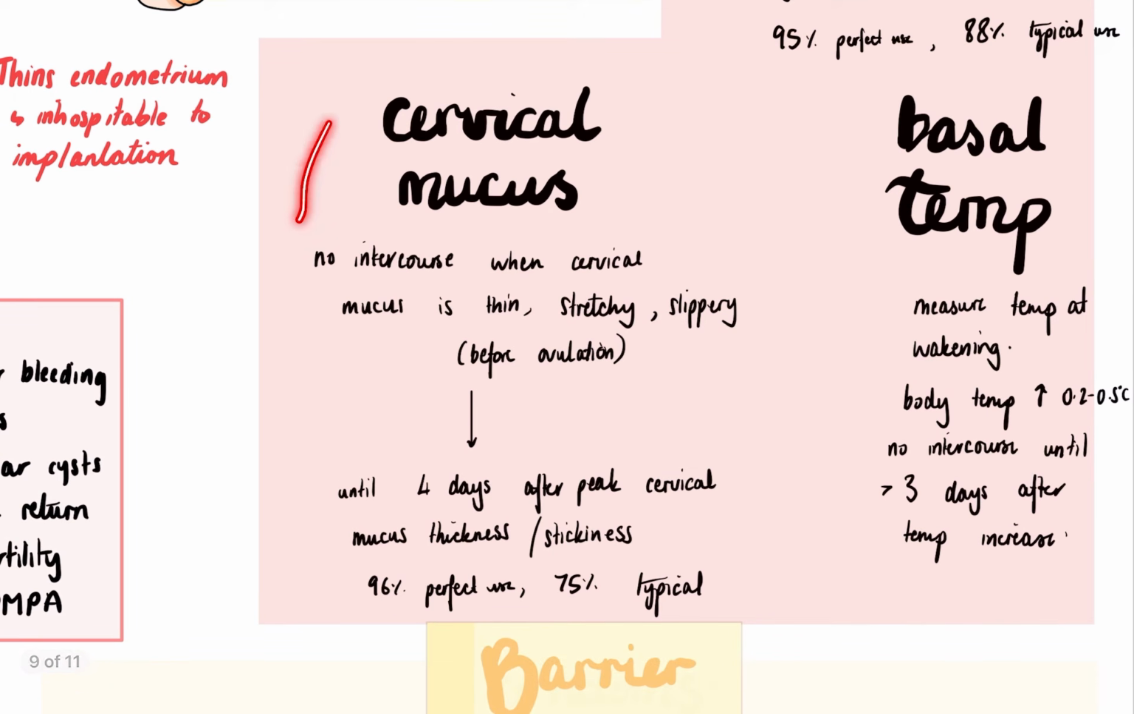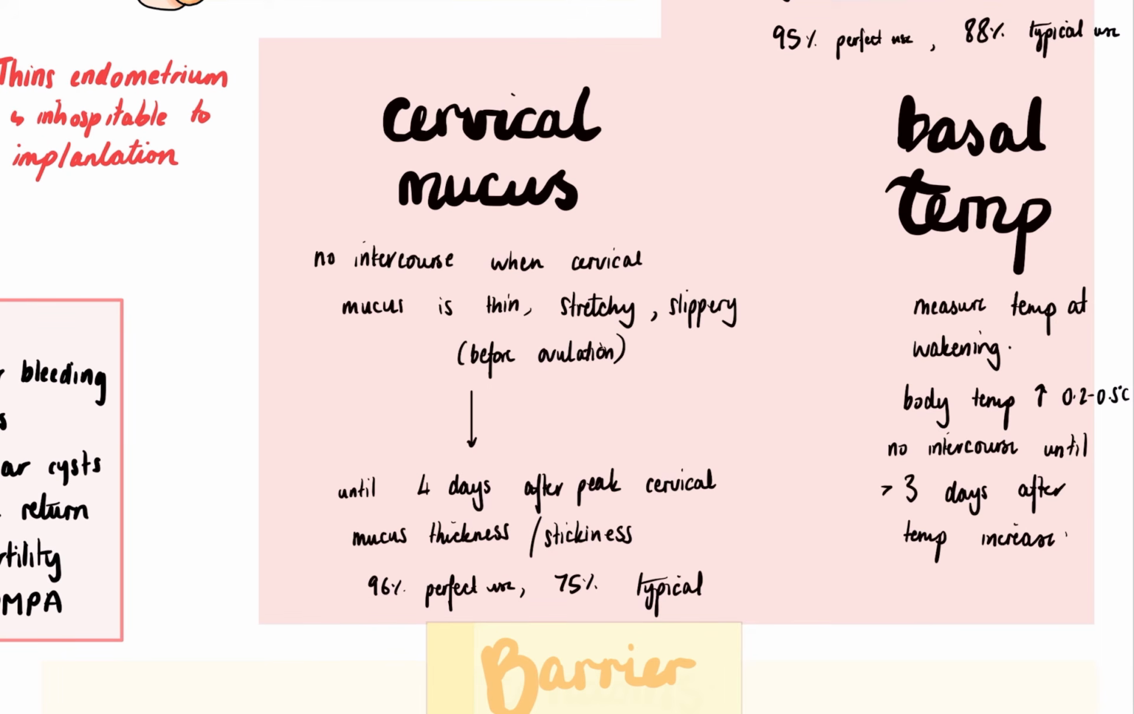Then there's also the cervical mucus method, which is based on the idea that before ovulation, the mucus from your cervix is thin, stretchy, and slippery, whereas after ovulation, it goes thicker and stickier. You're not supposed to have intercourse during these changes in your cervical mucus, and continue to not have intercourse until 4 days after peak cervical mucus thickness. This is quite effective, theoretically, but not as effective in real life.